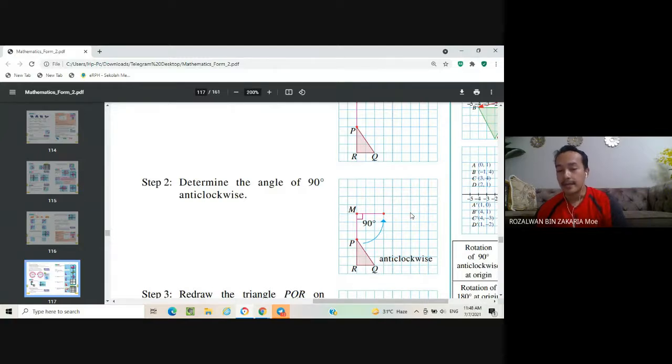Then after that, you have to locate the position of the image for the point Q there, Q prime. So how to know this one? From the point R, the distance to point Q is equal to 2 boxes, 1, 2.